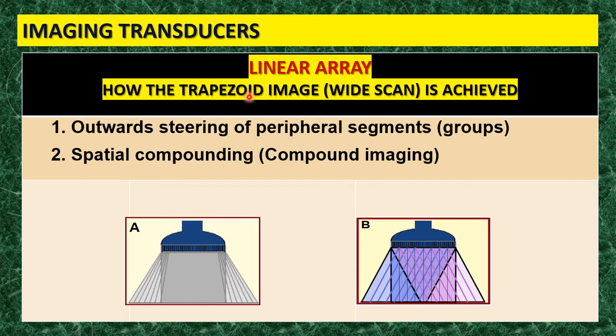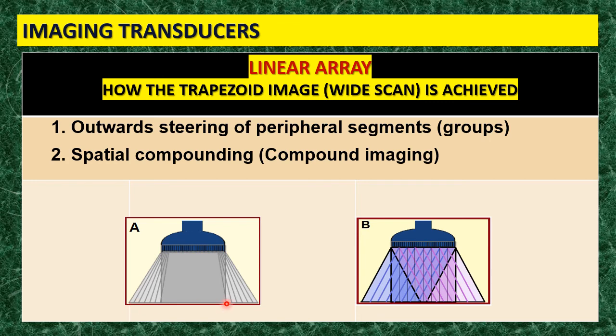So this is here how the trapezoid image is formed by the linear probe. I need to give some more explanation here. Again, we have two techniques: either the lateral segments of the active elements, for example, 2 or 3 segments here, 2 or 3 segments here, will be steered outwards. So what will happen here? I'll get the scan lines coming out in this fan shape, and this will bring me the trapezoid shape.